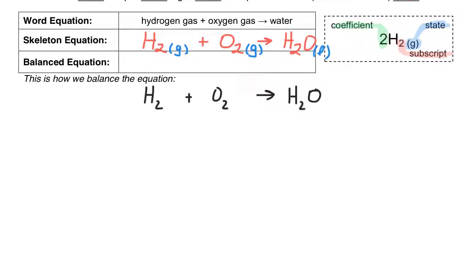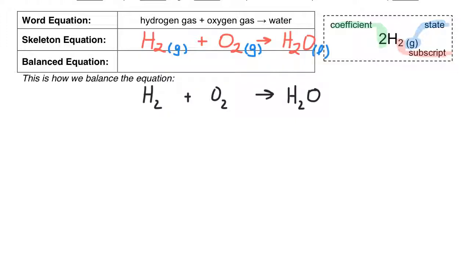And what I do now is underneath the arrow, I write out all of the elements in my reaction. I have hydrogen and I have oxygen in this reaction. And then I count up on either side of the arrow how many I have. So I have 2 atoms of hydrogen and 2 atoms of oxygen on the left. On the right, I have 2 atoms of hydrogen and 1 atom of oxygen.